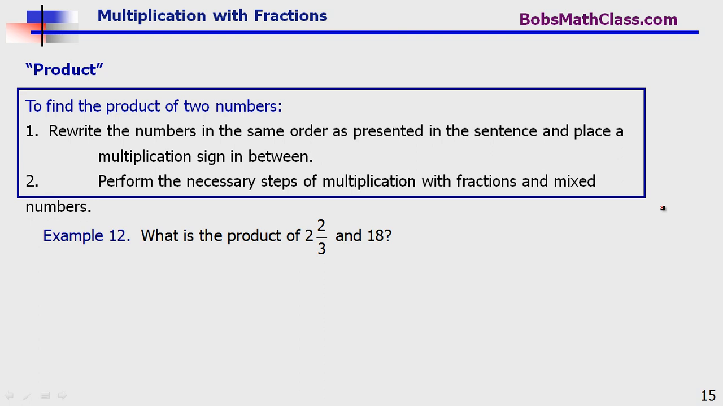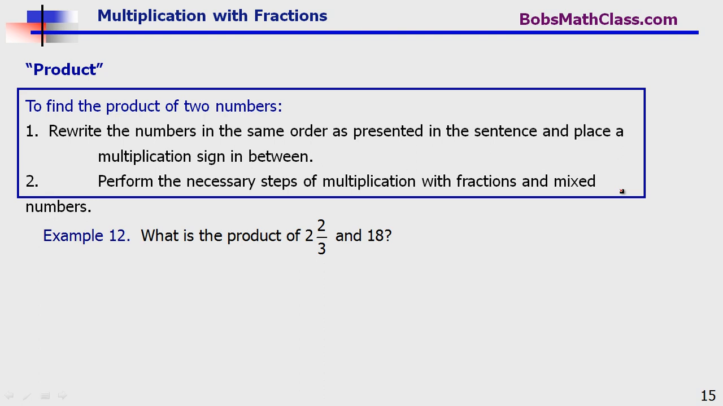I had fixed this. I don't know why the text came out a little bit off. Okay, place a multiplication sign between them, and then perform the necessary steps of multiplication with fractions and mixed numbers. This number should be right after the mixed numbers here in the box. Okay, we'll let it go, I guess.